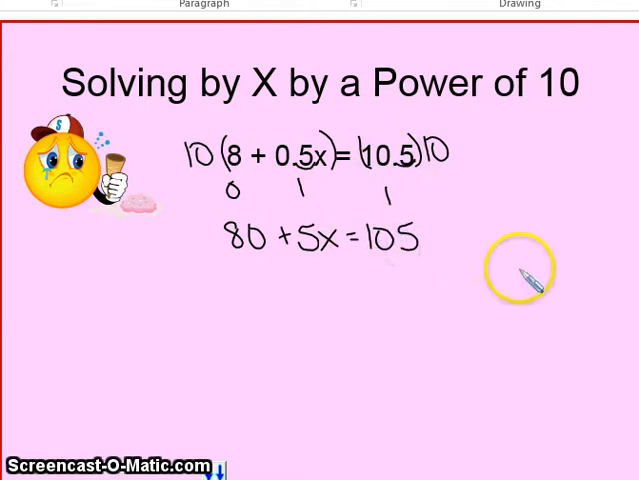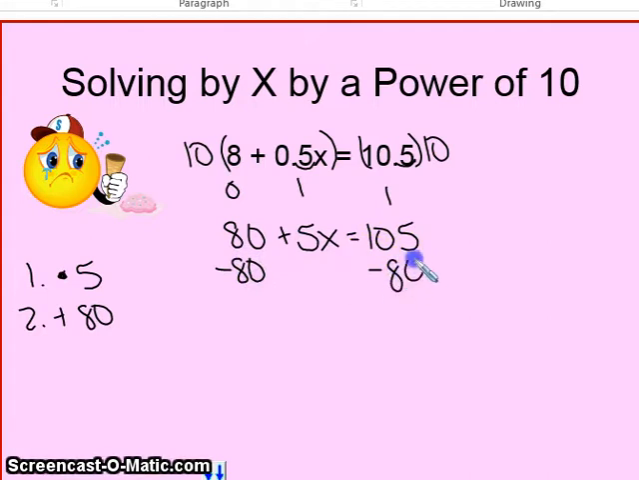Now we can easily solve this just like any other two-step equation. So if it was an expression, we would simplify it by first multiplying 5, and then once we multiplied 5 times x, the next thing we would do would be to add 80. Now to solve the equation, we're going to do opposite operations in the opposite order. So the last thing I said was add 80, so I'm going to do the opposite of that, or subtract 80, for both sides of the equal sign.